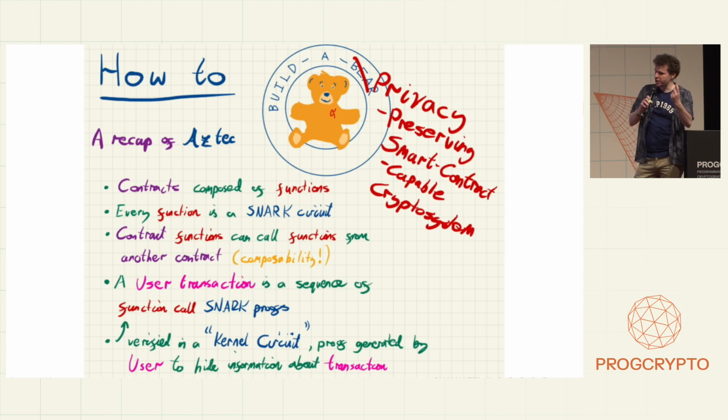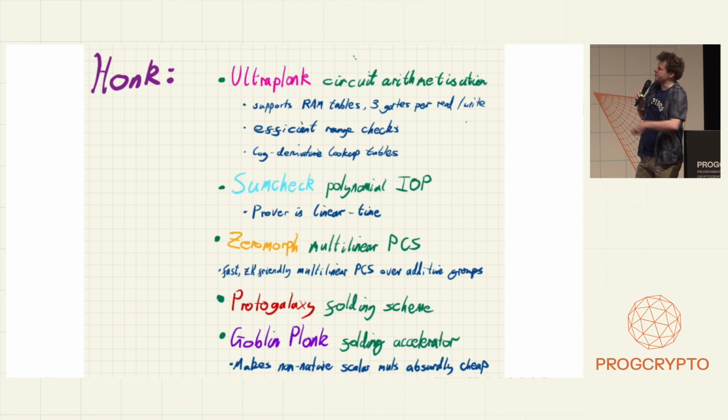How do we do that? Recursion, or folding, where you have some higher level SNARK circuit that will recursively validate or fold instances from individual function circuits, and that ends up defining a transaction.